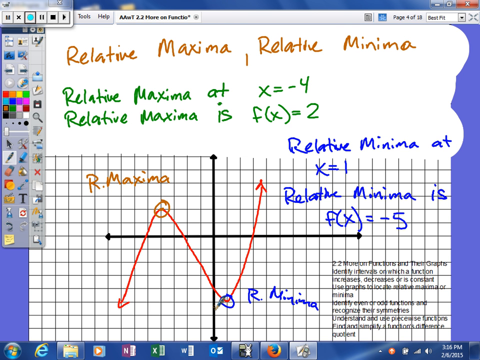So relative maxima and relative minima, you can look at, again, where it changes from increasing to decreasing, or decreasing to increasing. And all the other points around it for relative maxima will be less than that. All the other points around it for a relative minima will be more than that point. It's going to ask you where it occurs and also what it is. So keep that in mind.